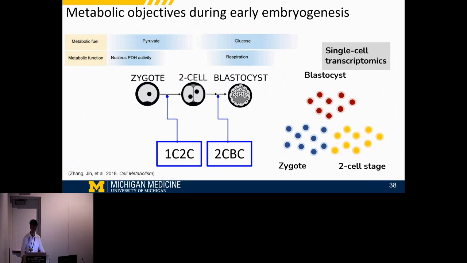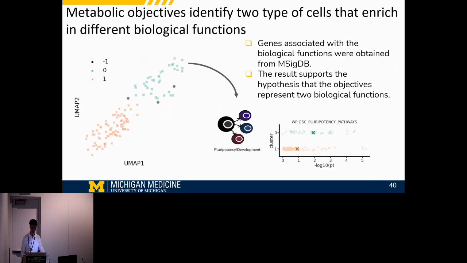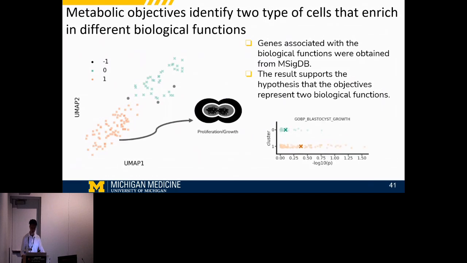And we obtained the single cell data for the early embryogenesis, and we use them to infer cell-specific metabolic objectives. And relying on UMAP, the metabolic objective can be projected onto two-dimensional space. And as we can see, they are separating into two parts roughly. And if we take a closer look at the top right corner and do the enrichment analysis, we found that the top right corner cluster is enriched in pluripotency. And the bottom part is enriched in cell growth or proliferation.